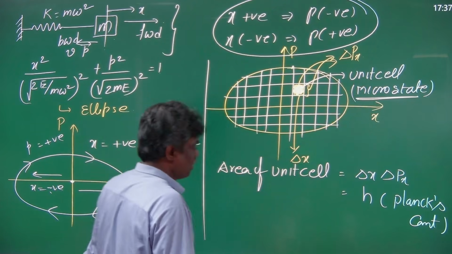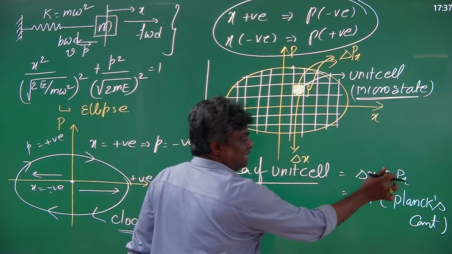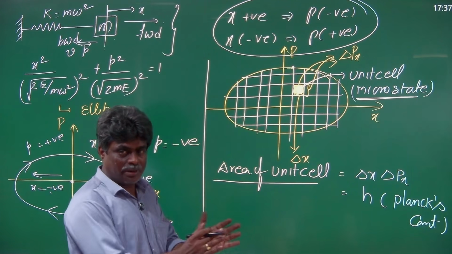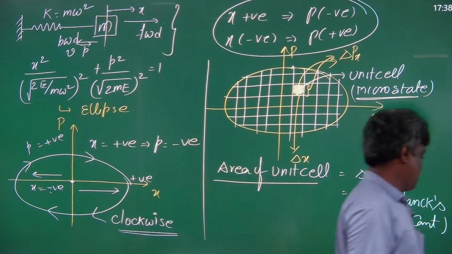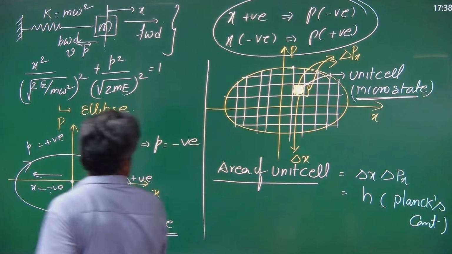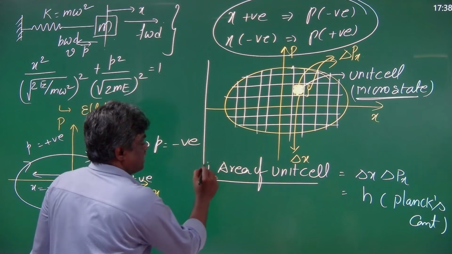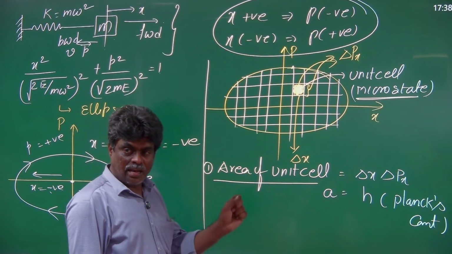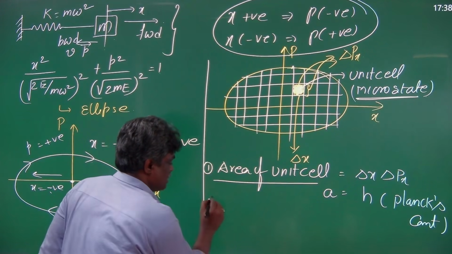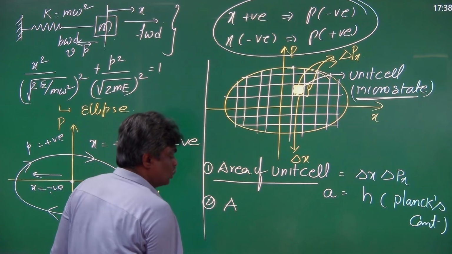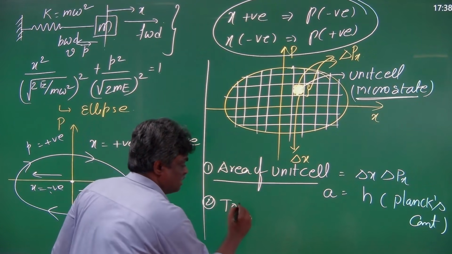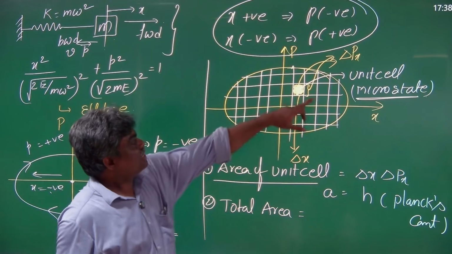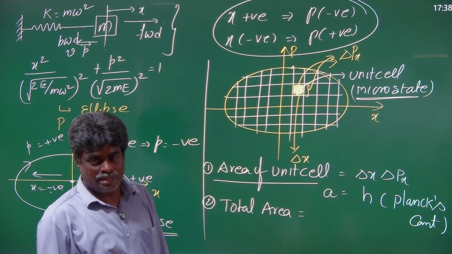Is that clear? Right. So what is the area of the unit cell here? Delta x into delta px. How much is it? h. Not h cross, only h I have taken. Now, ready, listen carefully please. Next, second thing, I am taking this as a small a. Small a is the area of the unit cell. Second one, I am taking the total area. Observe carefully, these are not in the books. Total area. What is the shape of this diagram? Ellipse. What is the area of the ellipse?